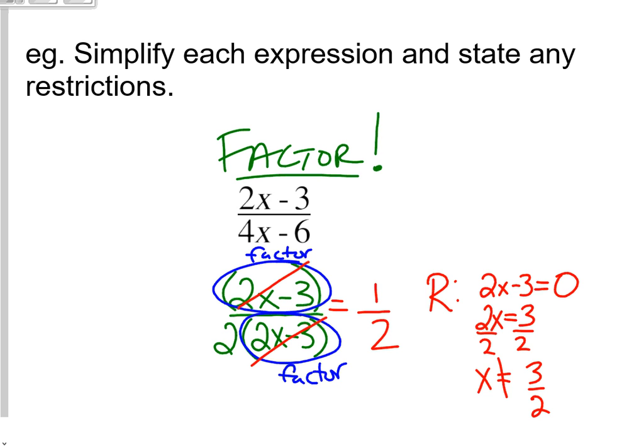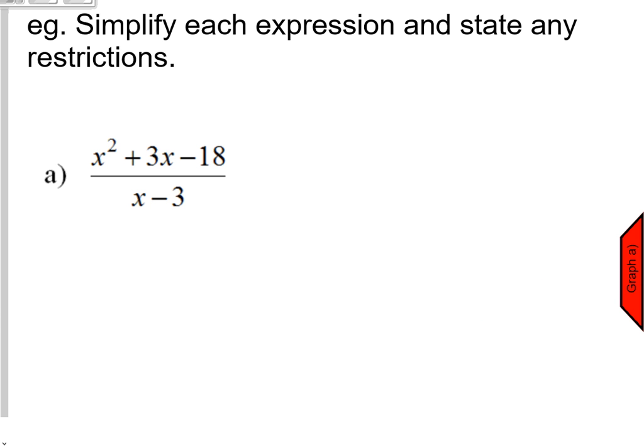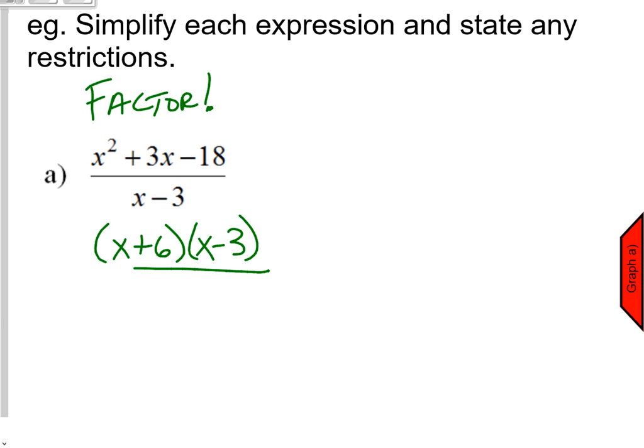Okay, let's try another one. What if we had x squared plus 3x minus 18 all over x minus 3? So again, remember, our first step is always to factor. Very important. So I'm looking for two numbers that multiply to negative 18, but add together give me positive 3. And those two numbers are going to be a positive 6 and a negative 3.